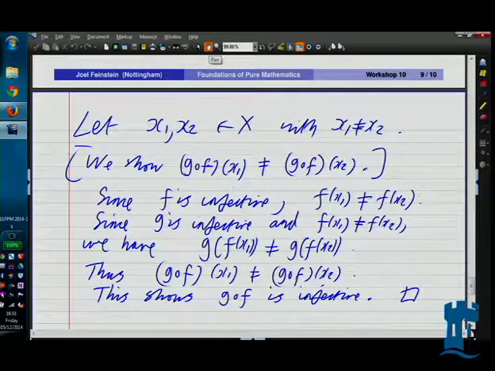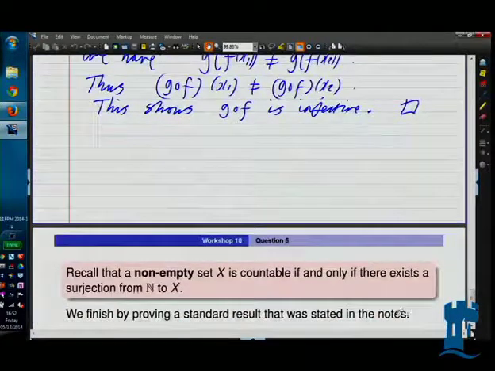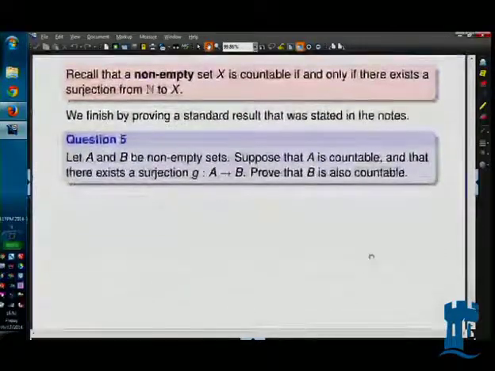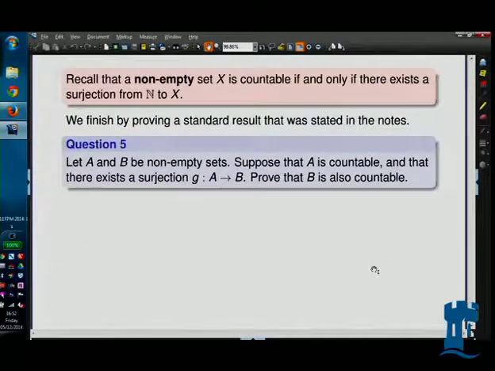And any questions about those two proofs? I'm going to let you prove this one as an exercise. We're out of time, so it's an exercise to prove this one.